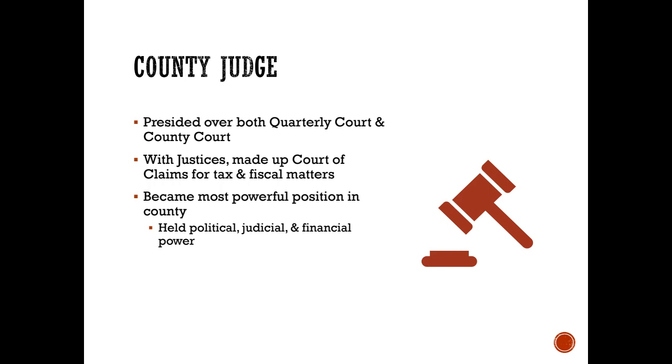So the county judge would preside over both the quarterly court and the county court. We'll cover the quarterly court in just a second. And then with the justices of the peace from the county, they actually made up a court of claims for the tax and fiscal stuff. So essentially, the county judge became pretty much the most powerful position in the county. And this is because he held political power, judicial power, and financial power all at once. The county court kind of continued as it was. It didn't really change as far as jurisdictions, just the county judge was overseeing it this time.